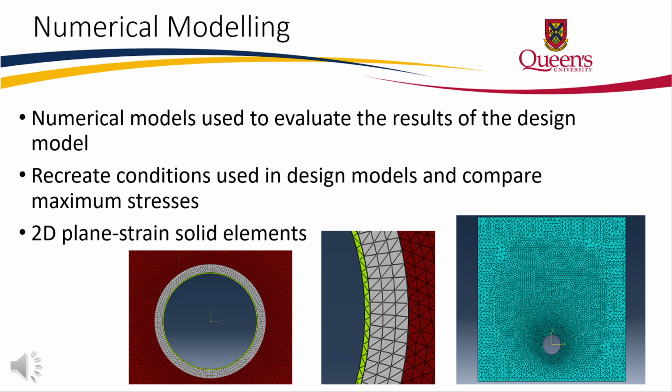Numerical models were created to evaluate the results of the design model. The soil pipe system was discretized into two-dimensional plane strain solid elements, as shown in the images above. Perfect bond was modeled between the pipe and the liner. The maximum tensile stresses observed in the numerical models were compared to those computed in the design model.